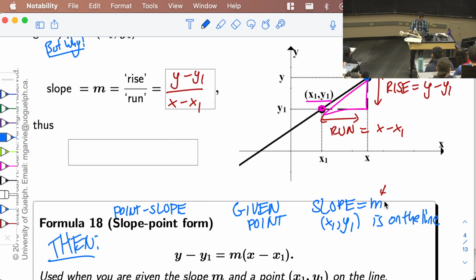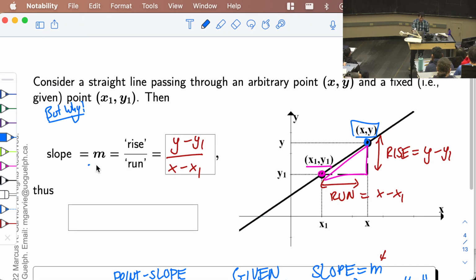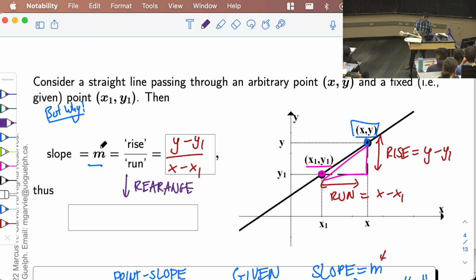Then you have an equation. The slope is m, but the slope is also y minus y1 over x minus x1. So if you set those two things equal and you rearrange, you get the equation that we want. And all you have to do is move x minus x1 to the other side. Y minus y1 equals m times x minus x1. That's the equation we have.